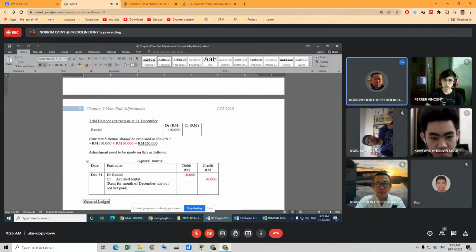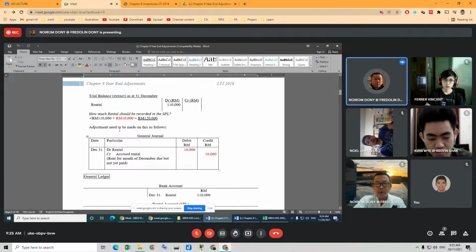Then put underneath, in bracket, the explanation. What is this general journal all about? So rent for the month of December, due but not yet paid. This one is not fixed, as long as it is related with the transaction. So you read again the transaction. So rental for December not yet paid. Normally it is required, so you just put the description there.